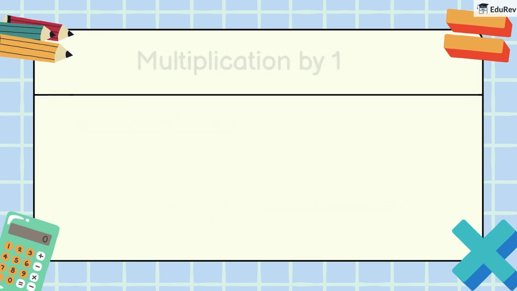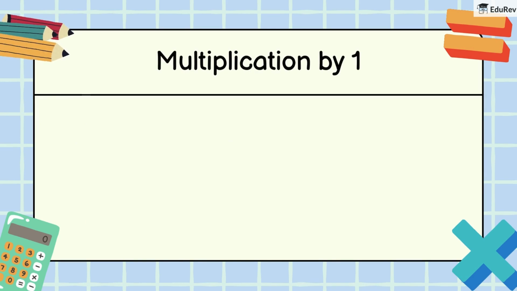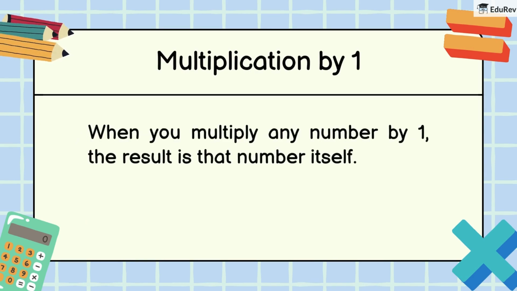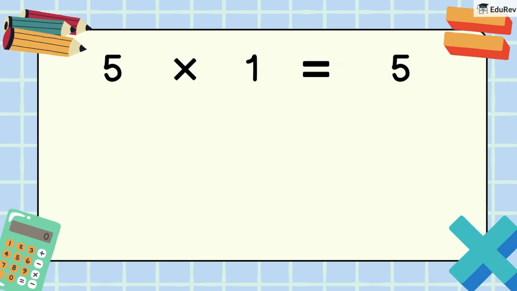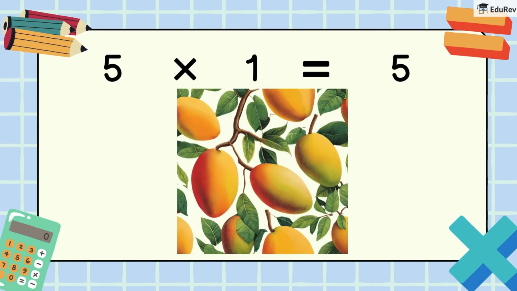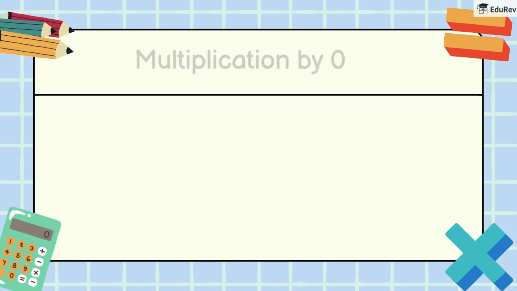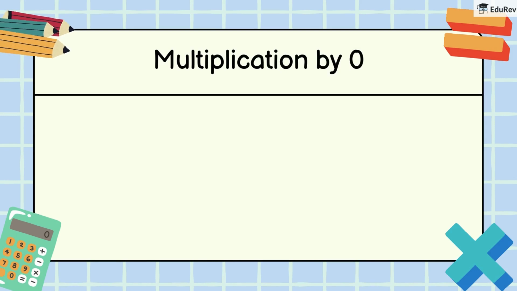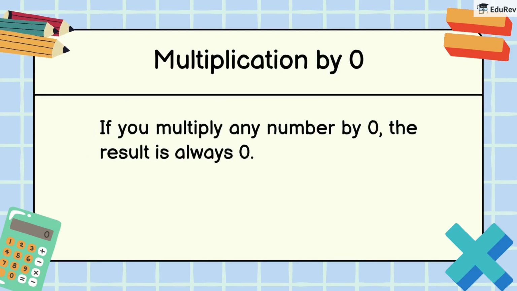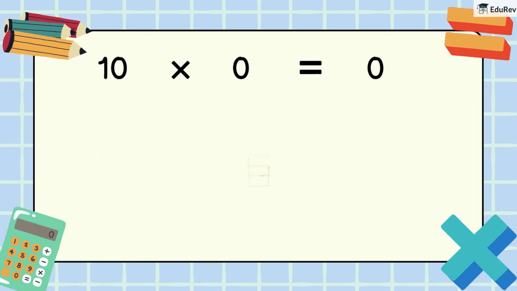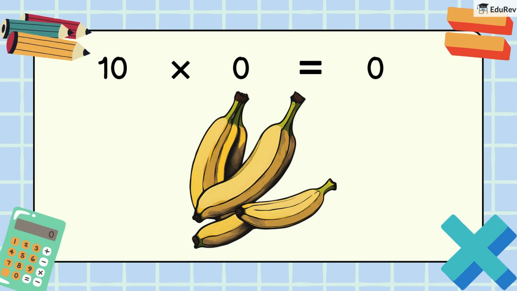3. Multiplication by 1. When you multiply any number by 1, the result is that number itself. For example, 5 times 1 equals 5. Imagine you have 5 mangoes and you multiply them by 1. You still have 5 mangoes. 4. Multiplication by 0. Here's a fun fact: if you multiply any number by 0, the result is always 0. So, if you have 10 bananas and you multiply them by 0, you end up with no bananas.